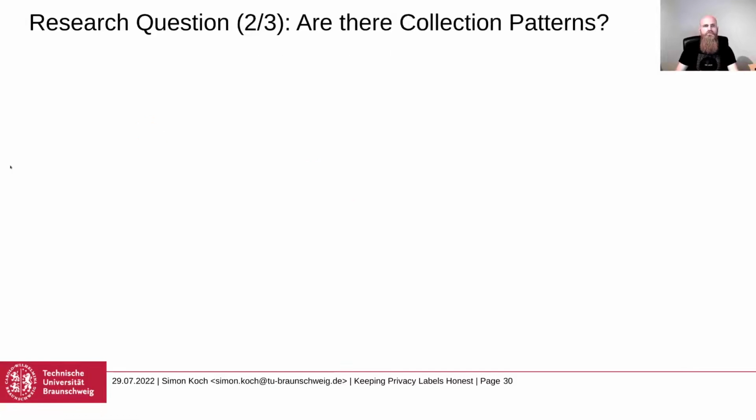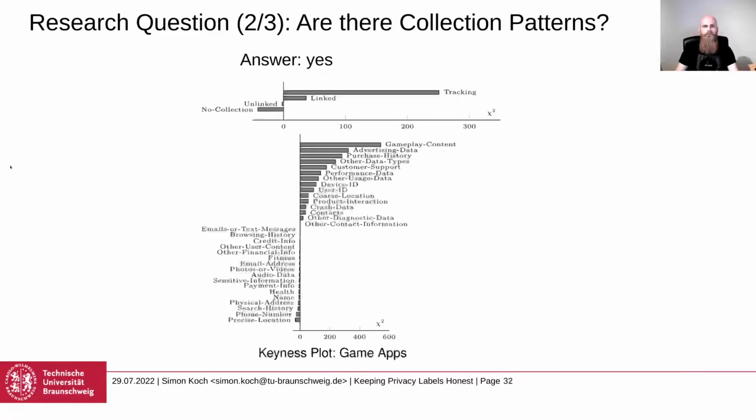Second question we wanted to answer was, are there collection patterns? For this, we downloaded a large amount of different privacy labels and ran this exploratory statistical analysis. And the answer is yes, we can detect collection patterns. For example, we had a look at different app categories, for example gaming, and looked at how they collect data differently than the remaining apps. Here you can see that game apps, for example, really like to collect data for tracking you or linked to you, and do not like to collect data not at all or unlinked to you.